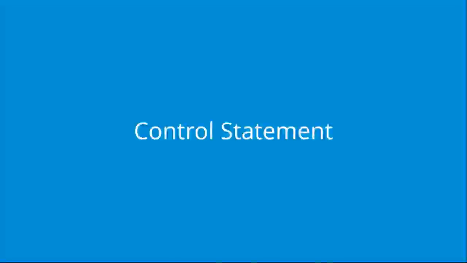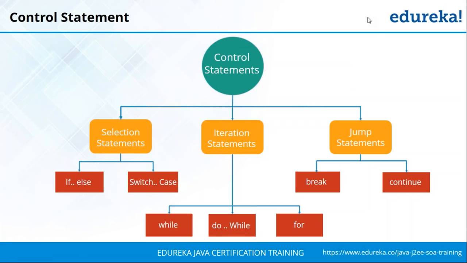Now the control statements are basically the statements that will define how the flow of your program code is going to go ahead. Now there are mainly three types of control statements in Java. You have the selection statement, you have the iteration statement, and then you have the jump statement. Now inside the selection statement you have if and else, then you also have switch case. Now these are two types of selection statements that you will be using based on your requirements.